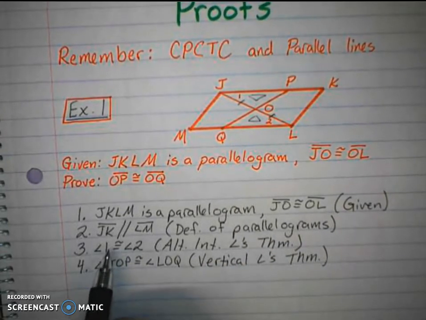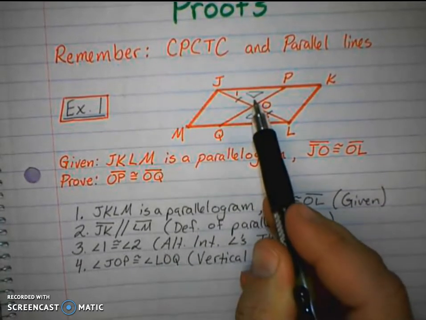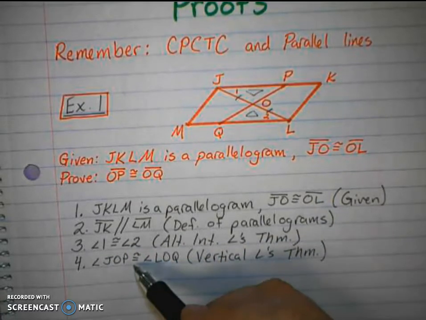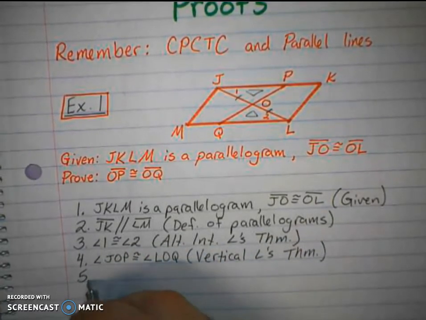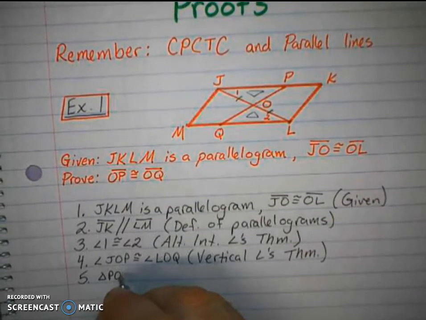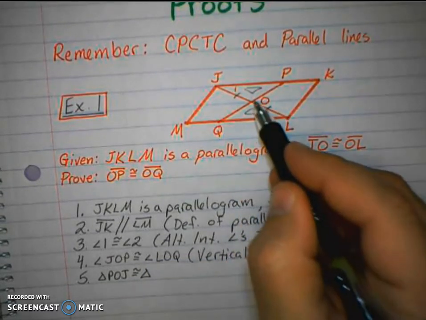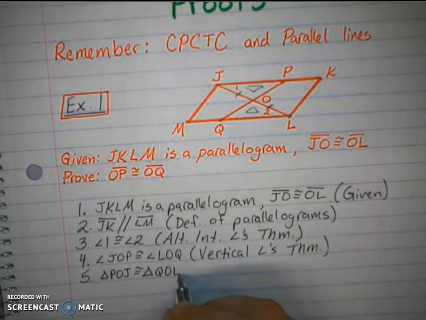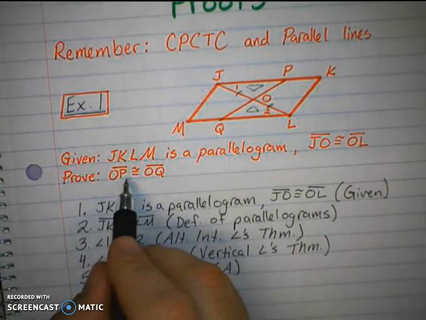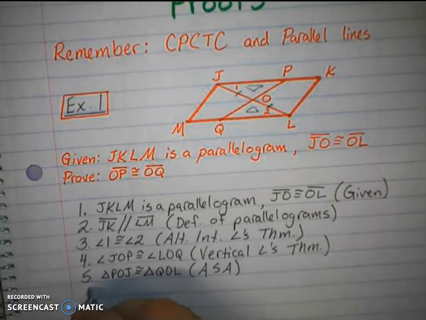And so I've shown congruent angles 1 and 2, congruent sides that are given, and congruent angles here and here by the vertical angles. So I've got angle, side, angle congruence for the triangles. So I can say triangle POJ is congruent to triangle QOL by angle, side, angle. And the proof statement here, sides OP and OQ are corresponding sides of congruent triangles.